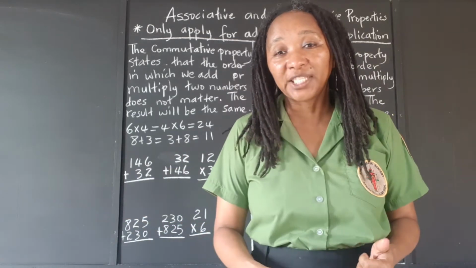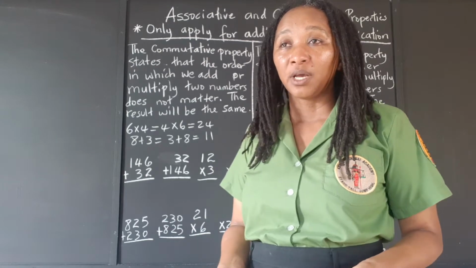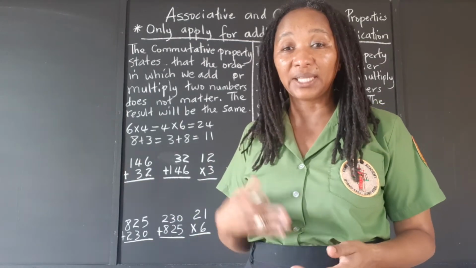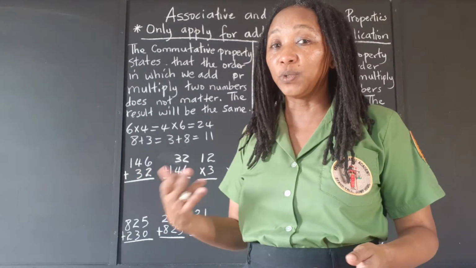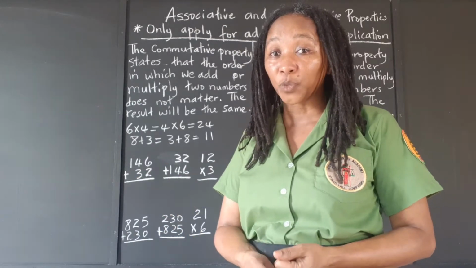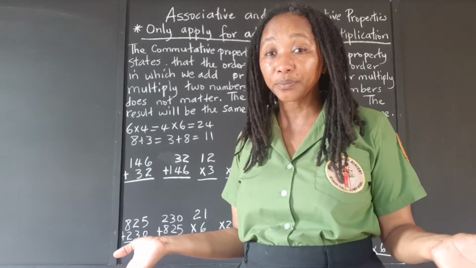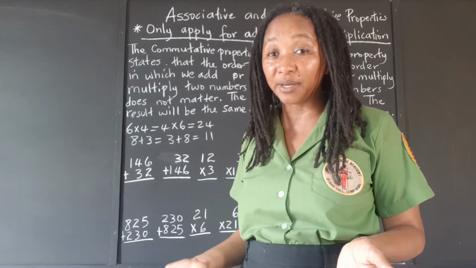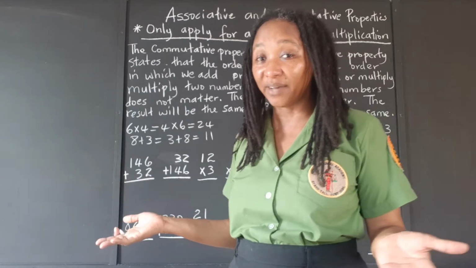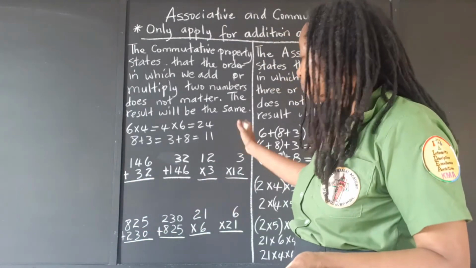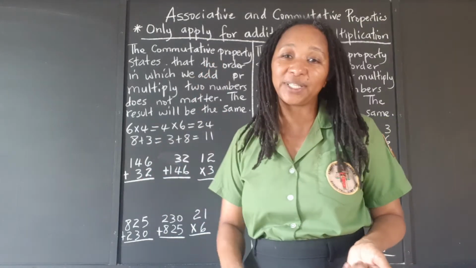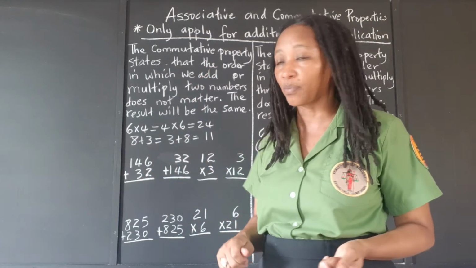It also applies for multiplication. 3 times 9 should give you the same as 9 times 3. You test it. Does it give you the same? What's 3 times 9? 27. And what's 9 times 3? 27, right? So we're going to prove it. We're going to test to see if the commutative property really applies.